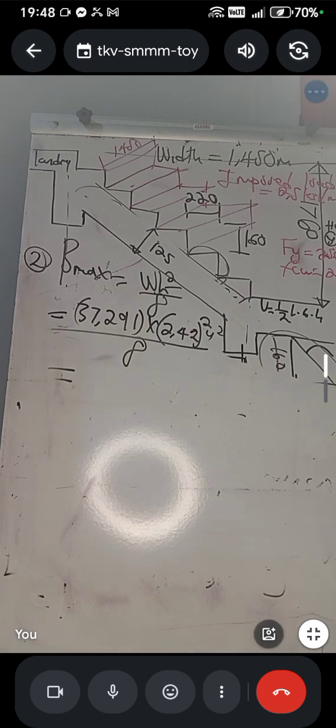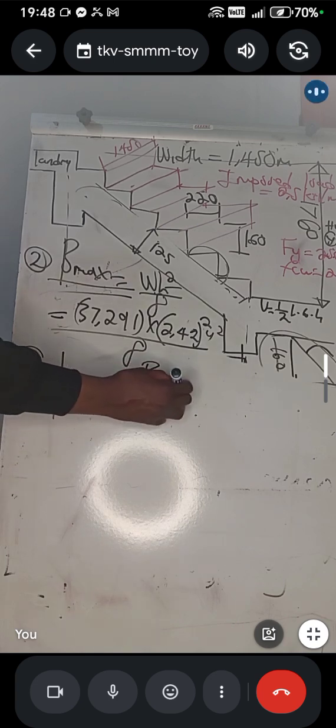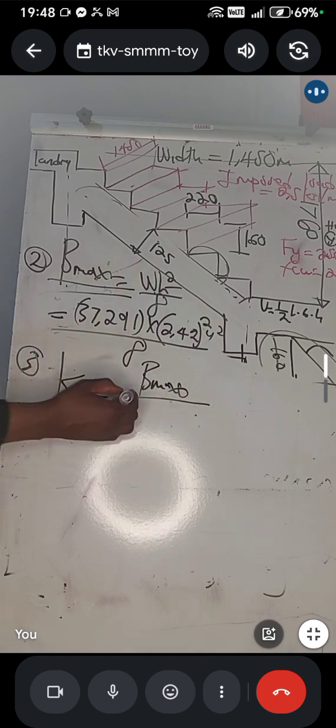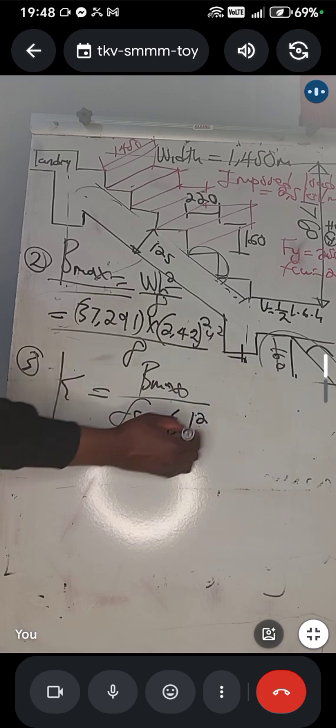The other thing we did, but I just want to explain this in terms of calculating the value of k. On that value of k, we know that you will come back to this and calculate it yourself. We know the formula is given as the Bmax. If this Bmax above is wrong, even the k is going to be wrong. We know that k is M over FCU B D squared.